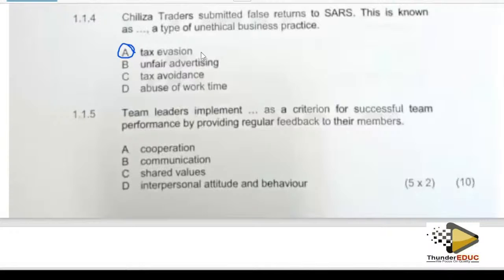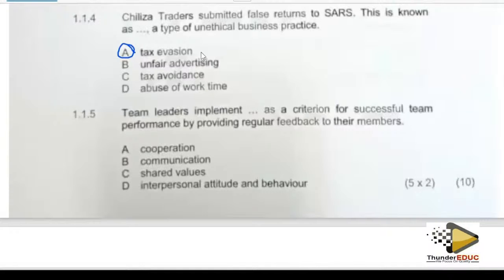But when we refer to the technical meaning of management, management is the process of planning, organizing, leading, and controlling organizational resources so as to meet the set goal of a particular business. So now, if we compare the given options, we have A, cooperation, B, communication, C, shared values, and D, interpersonal attitude and behavior. The appropriate answer in this regard is communication.